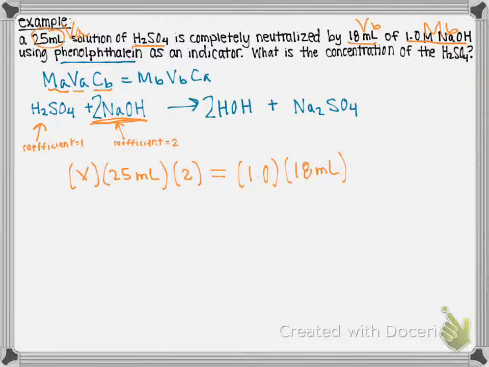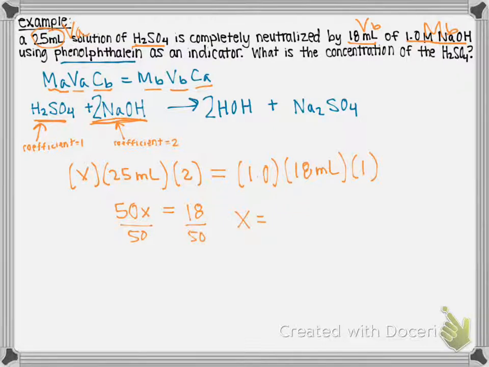And last part of the equation is coefficient of the acid. Your acid is H2SO4 and the coefficient is 1. So if you multiply both sides, this would be X times 25 times 2, which is 50X, equals 1 times 18 times 1, which is 18. Get X by itself, divide both sides by 50.